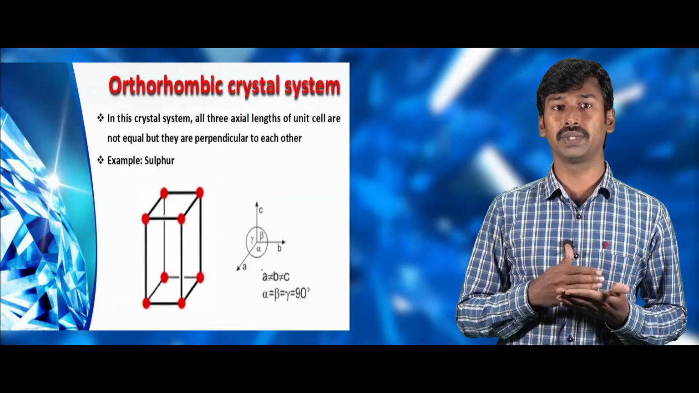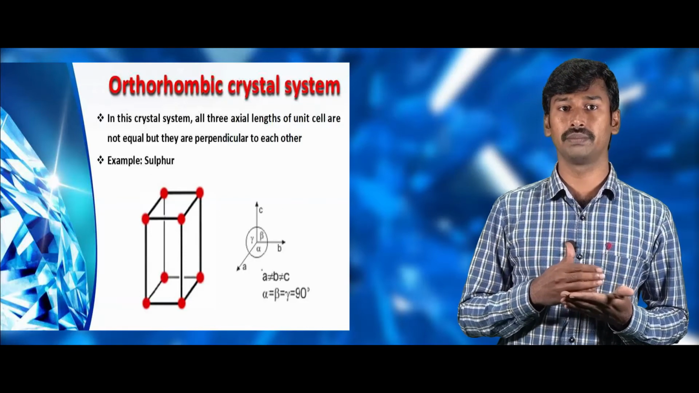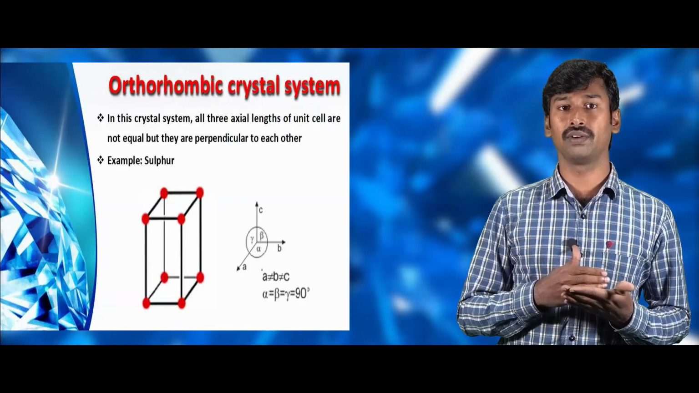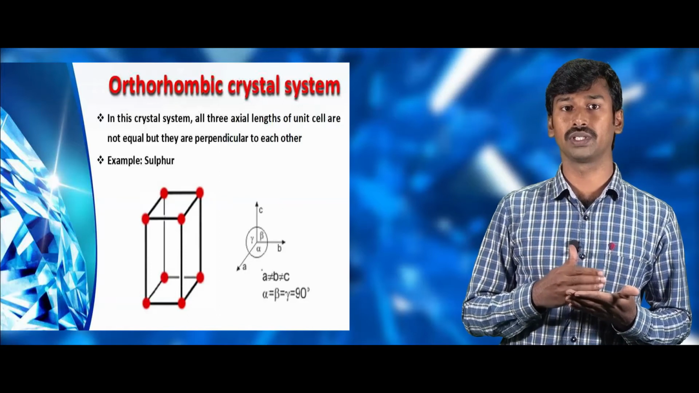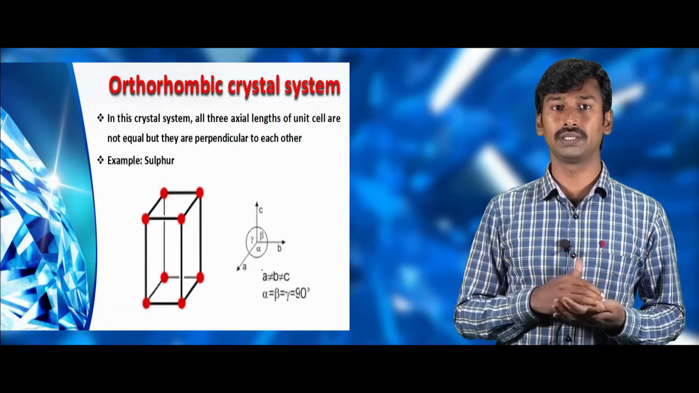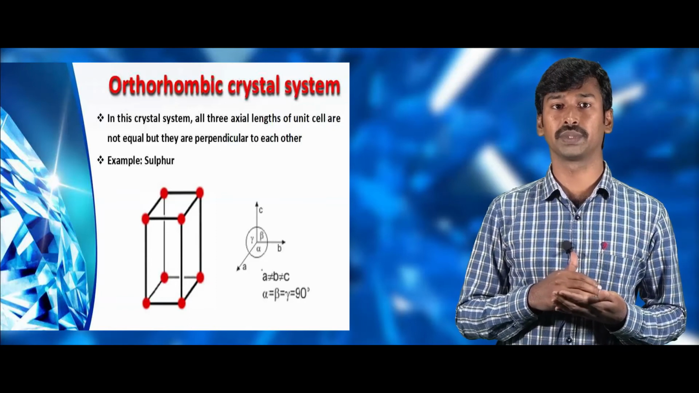and the lattice parameter a is not equal to b, b is not equal to c, and alpha is equal to beta is equal to gamma is equal to 90 degrees. This is the orthorhombic unit cell representation.